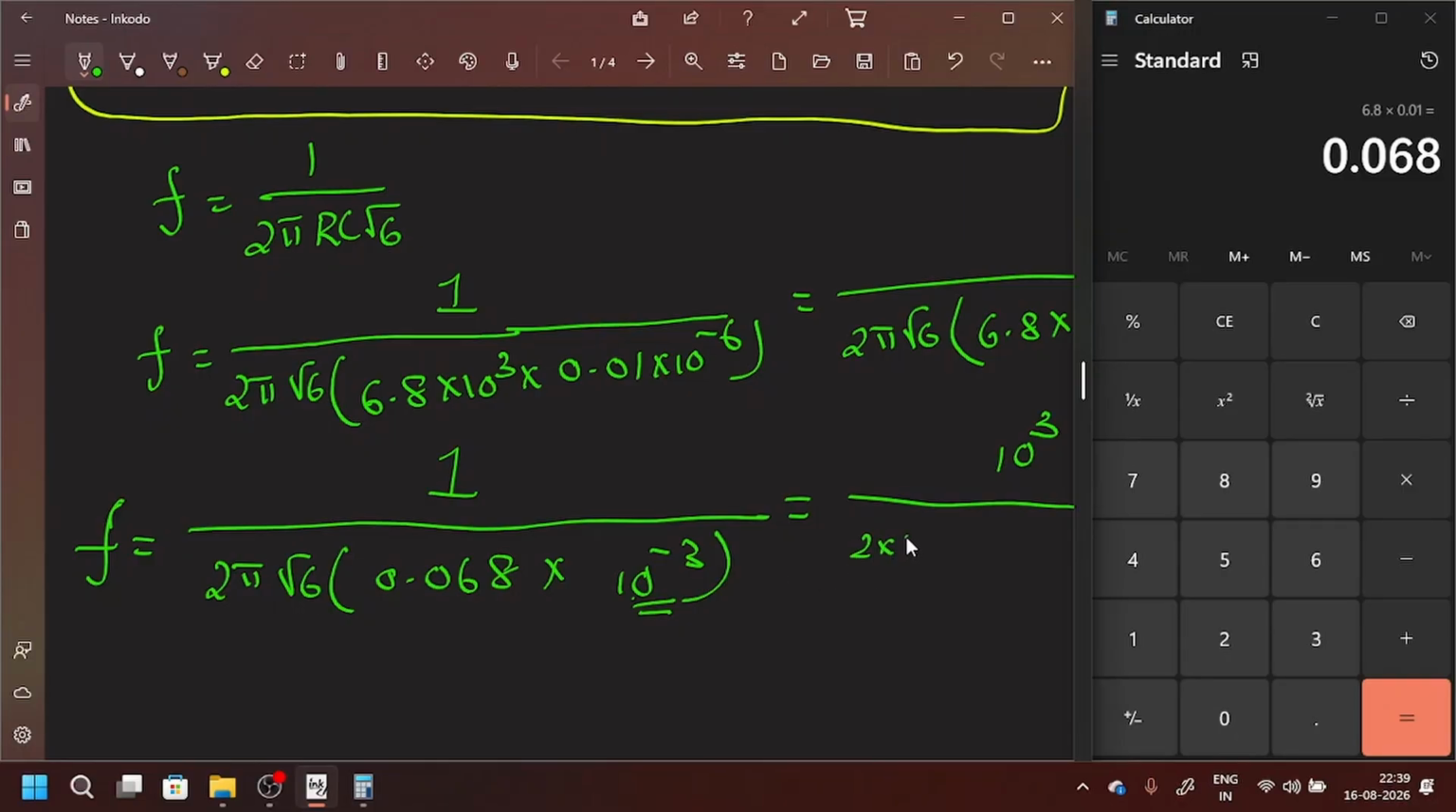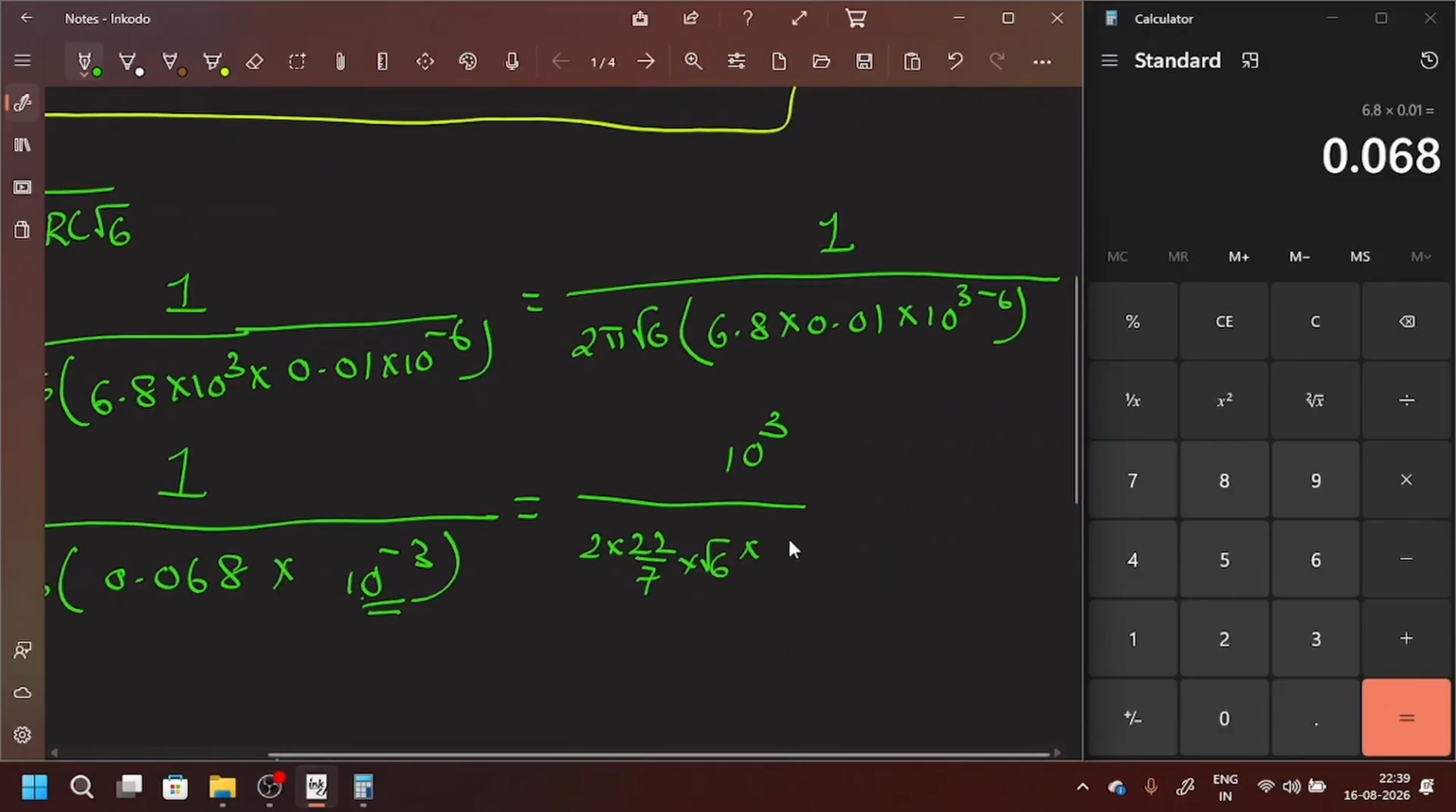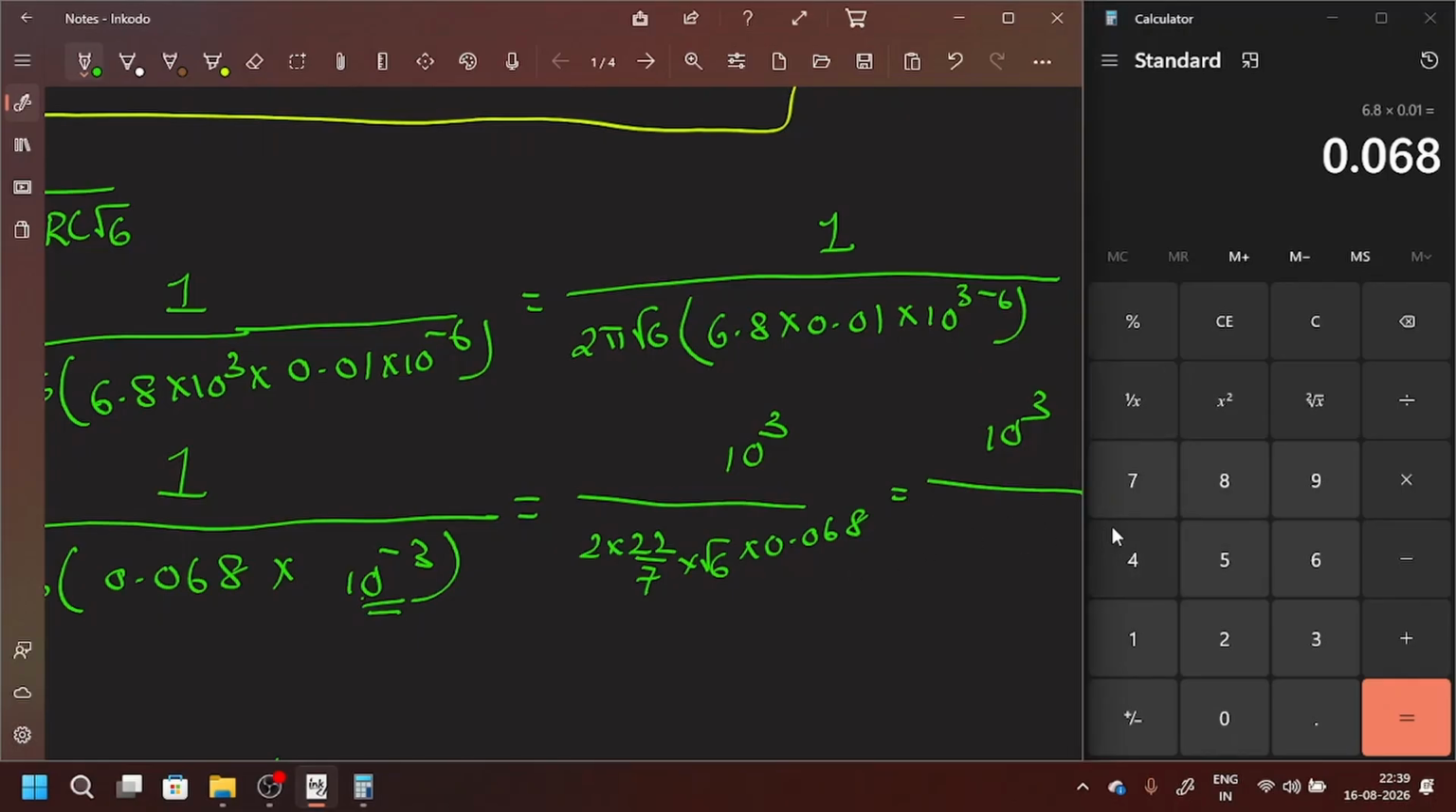So 2 into pi is 22 by 7, multiplied by root 6, multiplied by 0.068, and this can be expanded. Just 2 multiplied by 0.068 will give you a value of 0.136. Okay, so 0.136, it's causing trouble.